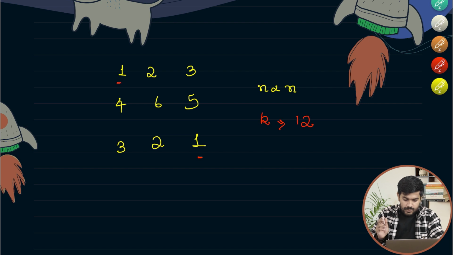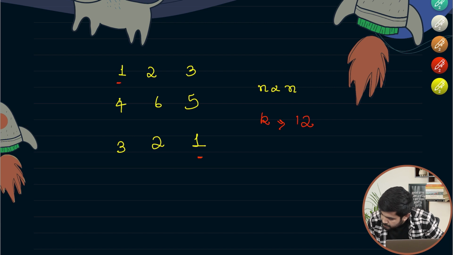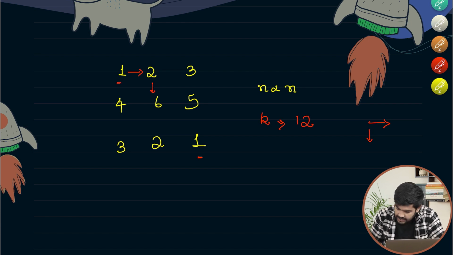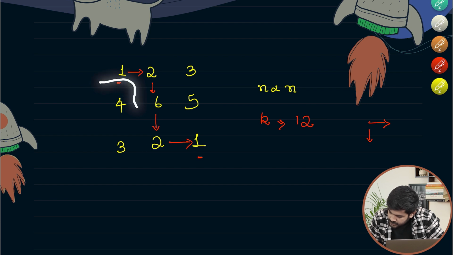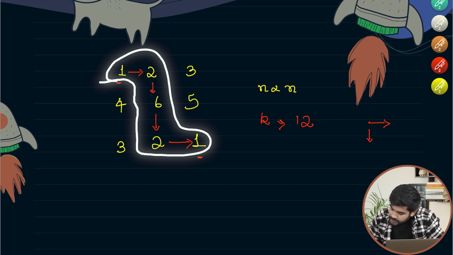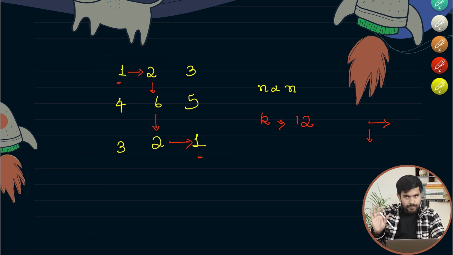So the very first one is 1, 2, 6, 2, 1, and you can only move right and down. The very first one is 1, 2, and then 2, 6, and then 6, 2, and then 2, 1. What is the sum of this? 1 plus 2 plus 6 is equal to 9. 9 plus 2 is equal to 11. 11 plus 2 is equal to 12. So, this gives me 1 way.